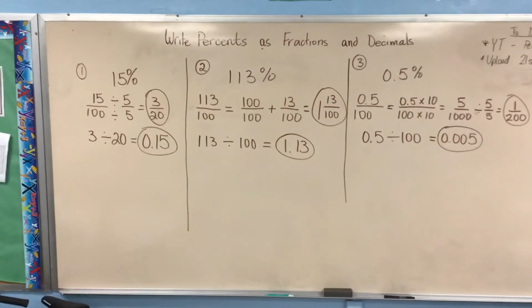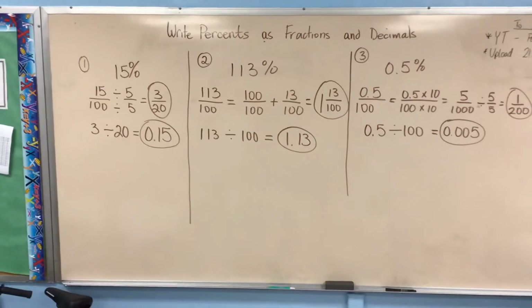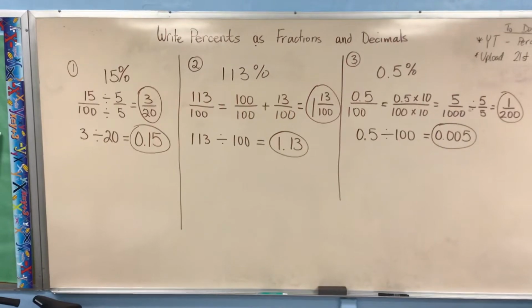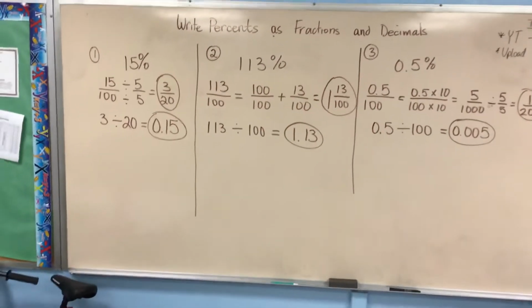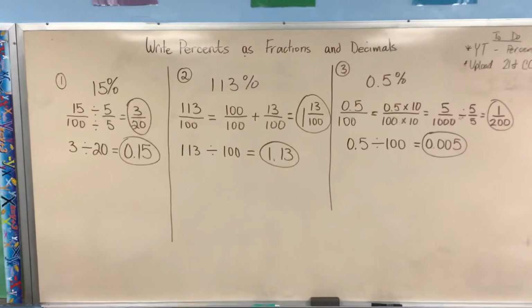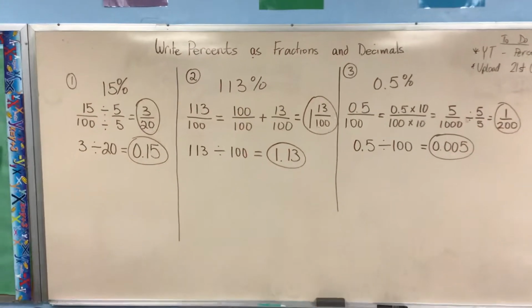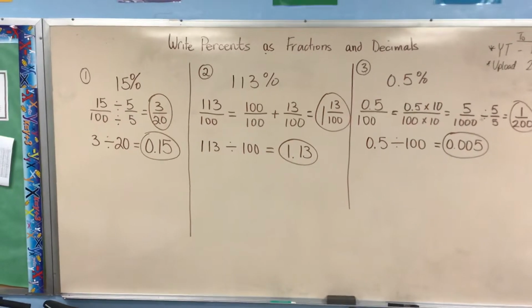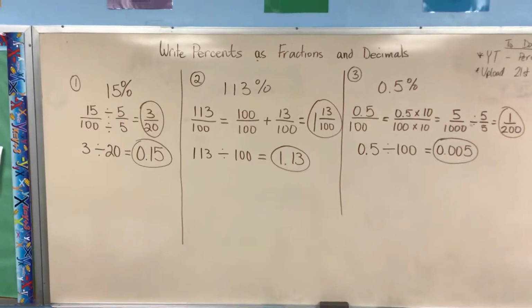So I'm going to split that up into two separate pieces. 100 over 100 plus 13 over 100. Well, we know when the numerator and the denominator are the same, that equals 1 whole. So I have 1 and 13 over 100. That is how I get my mixed number.